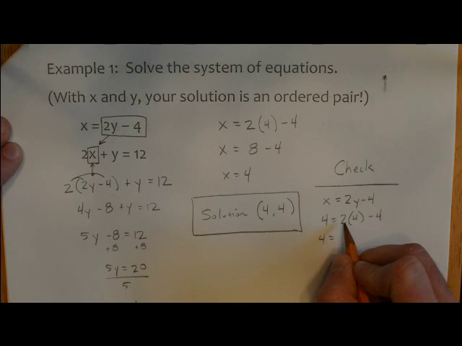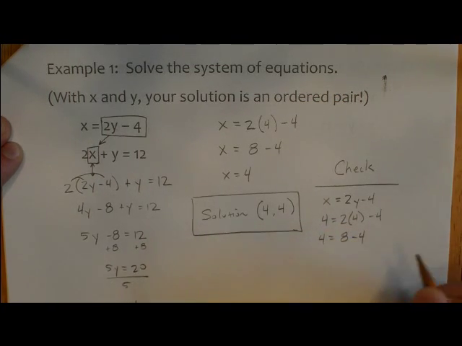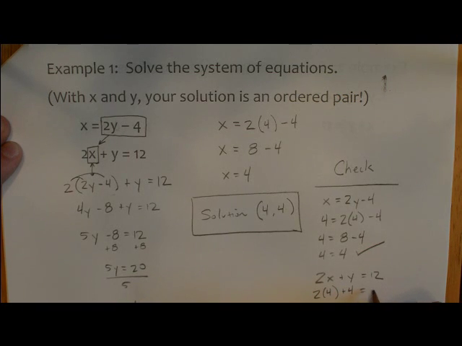So 4 is equal to 2 times 4 is 8, and 8 minus 4 is 4, and 4 does equal 4, so it works. We'll take a look at the second one, 2x plus y equals 12, and replace x with 4, and replace y with 4, and see if it works. So 2 times 4 is 8, and 8 plus 4 is 12, and 12 is equal to 12. It worked in both. 4, 4 is a solution.